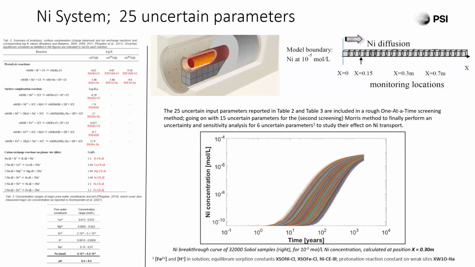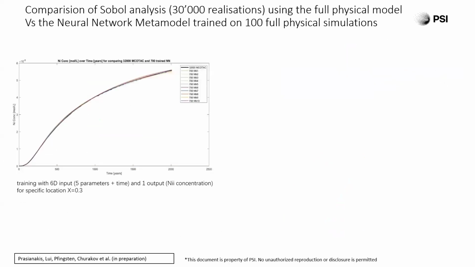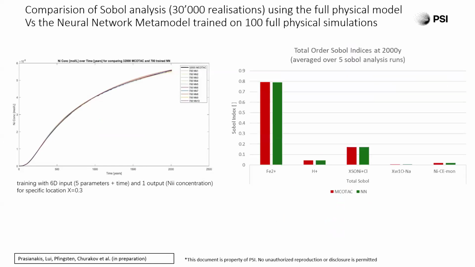Now, what we did, we trained on a subsample of this, maybe only 100, and then we ran the Sobol analysis. The Sobol analysis cannot run with 100 samples. It needs really 30,000 or even more. And what we get is very similar quality sensitivity analysis results. Here, we have trained the model to be able to reproduce these breakthrough curves. This is the only information we wanted to have from the simulation.